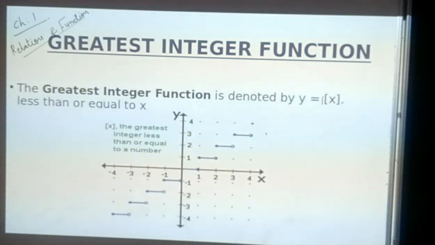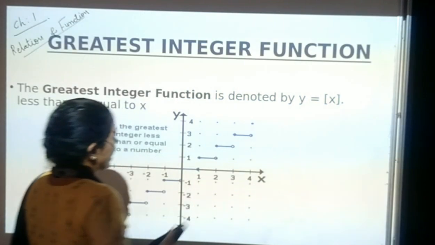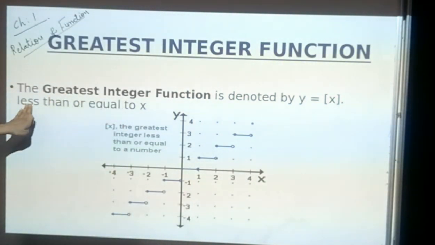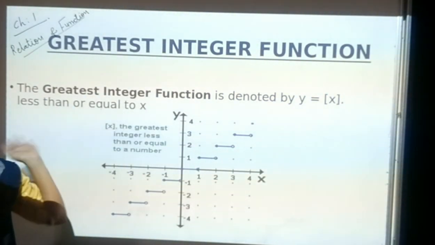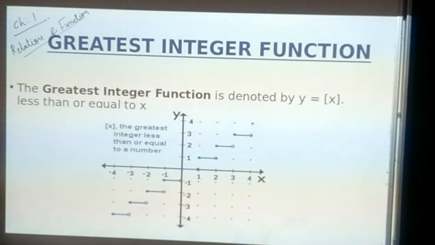Next, the greatest integer function. The greatest integer function is denoted by y is equal to bracket of x, that is the greatest integer, and the greatest integer is defined as less than or equal to x. And this is the graph of the greatest integer function.